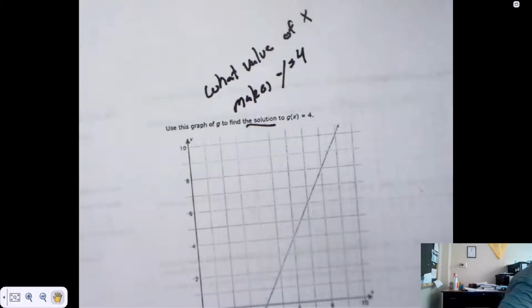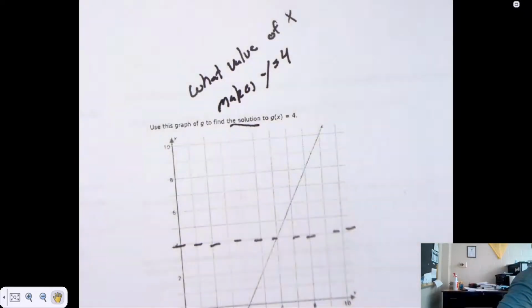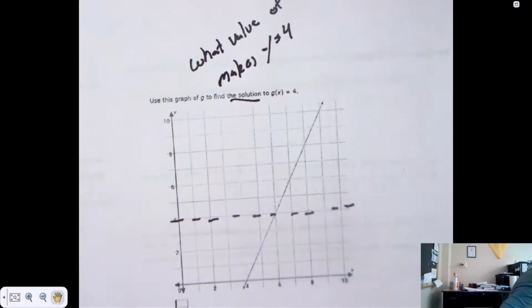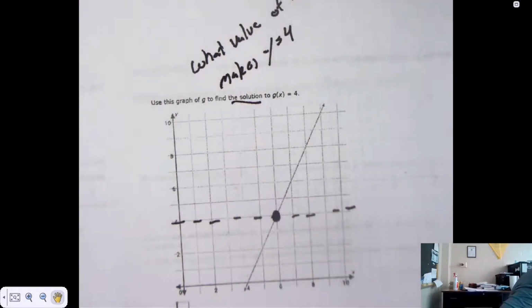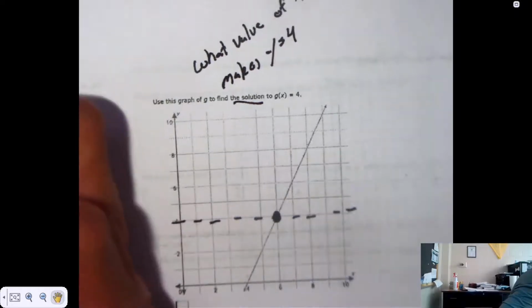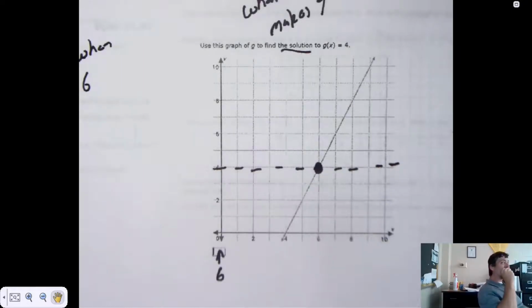And you don't have to draw these lines. In fact, you're going to use your phone. But what you always think about in your head is a horizontal line where y is what? 4. And solutions are where graphs cross. So they intersect right here. So what value of x makes this true? 6. And you just put a little 6 in the box and you're done. Anybody got any questions about that?